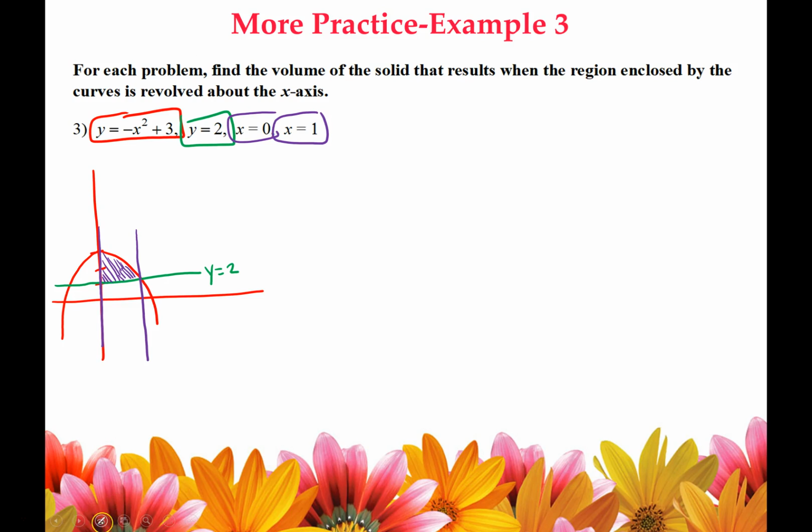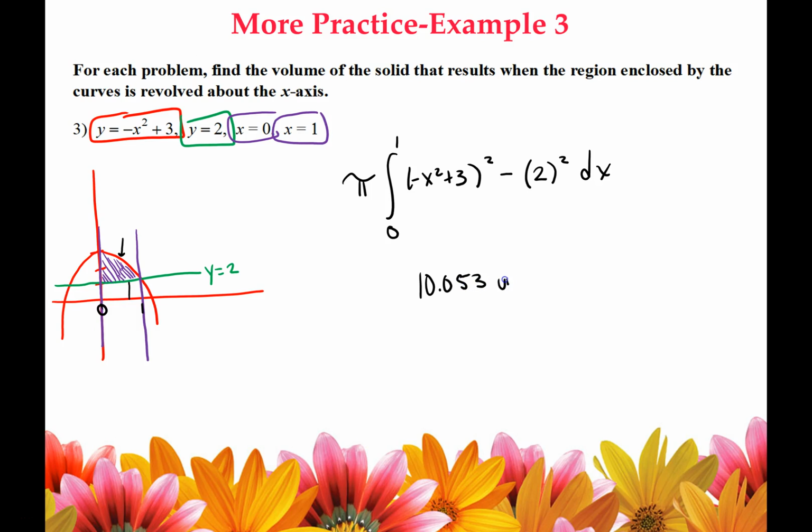So this is going to be equal to pi uppercase R. Well, our uppercase R comes from here, which would be this function, which is going to be negative x squared plus 3. Don't forget to square it. Minus, now I need my smaller radius, which is actually going to be 2. Kind of weird, but it looks like this. Dx, and we're going from 0 to 1. This is my 0 to my 1. All right, picking up my calculator, I get 10.053 units cubed, because again, we're talking about volume.